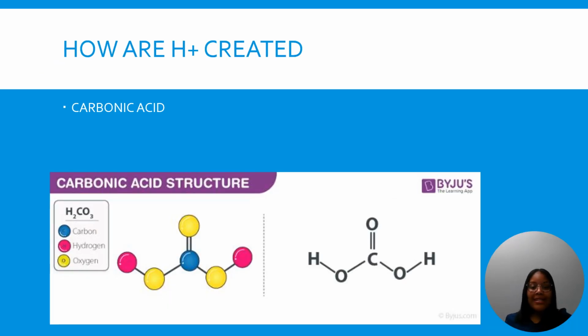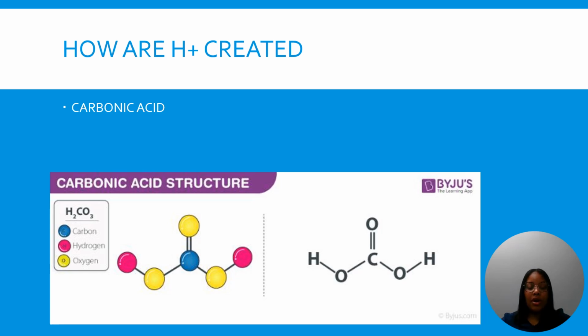All right, so how are hydrogen ions created? Hydrogen ions are created from carbonic acid, and carbonic acid is made from CO2. When you breathe in CO2 through your lungs, it then binds with the water in your body. When CO2 and water bind together, it makes this weak acid called carbonic acid. Carbonic acid is a weak acid, so it breaks apart, and when it breaks apart, it breaks into hydrogen ions and bicarb.